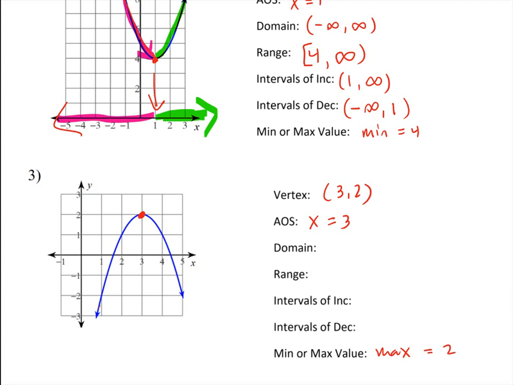So the domain, remember a parabola, it gets wider because it goes on forever. So if it goes on forever, that means that it's going to cover the x-axis forever. So going farthest to the left, it's going to keep on getting wider to the left. So the domain is negative infinity. What about to the right? It keeps on getting wider to the right, positive infinity.